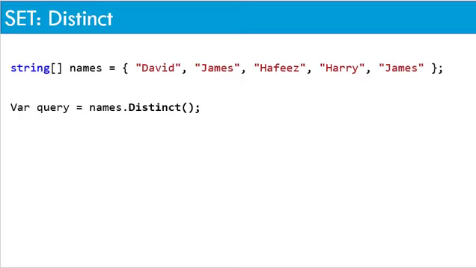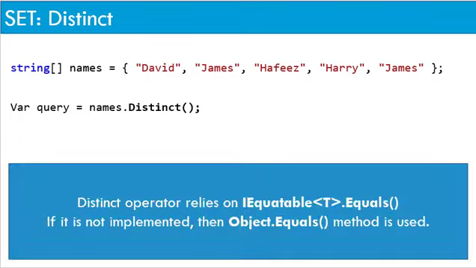Distinct operator is a set operator. It operates on a source sequence and produces a result sequence by removing duplicate items. Please note that the distinct operator relies on IEquatable.Equals method to compare the objects. If it is not implemented, then object.Equals method is used by default, and this may not produce the desired results.